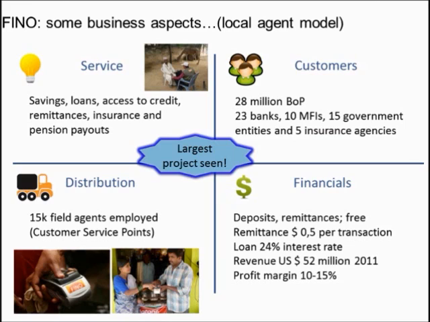How are they doing financially, Fino? Well, the profit margin was up to 15%. The revenue was $52 million in 2011. And, well, the cost for the users were that they could freely deposit, but in some cases they had to pay up to $0.50 per transaction. And the loans, well, they are up to 24% interest rates.